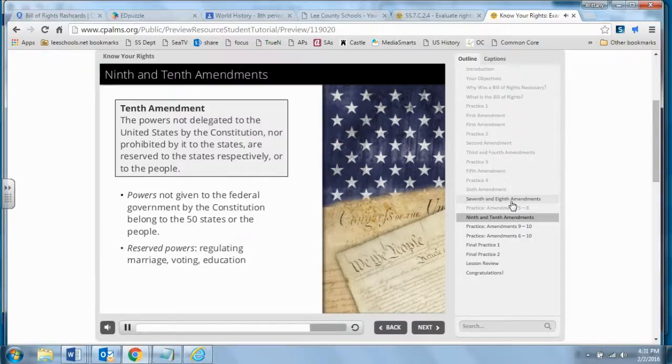And some of them, like regulating marriage, voting, and education, fit with the rights of the people referred to in the Ninth Amendment. State and local governments, not the federal government, issue marriage licenses, conduct elections, and educate young people.